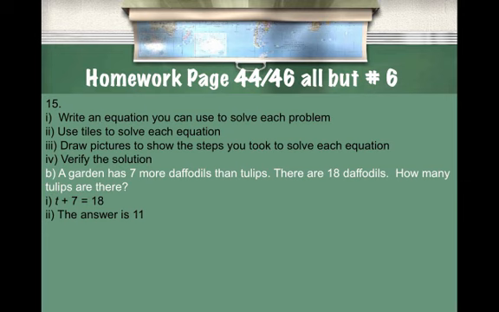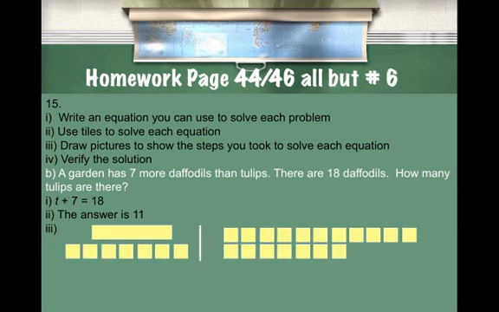If we drew pictures to show the steps, here on the left-hand side of the equal sign, we have t, or the variable, plus 7 equals 11. To get that t all by itself, we need to take away the 7 tiles that are here. We take away the 7 tiles on the right-hand side of the equal sign to balance the equation. If we verify the solution, 11 plus 7 does equal 18.